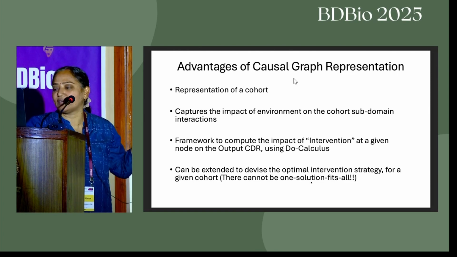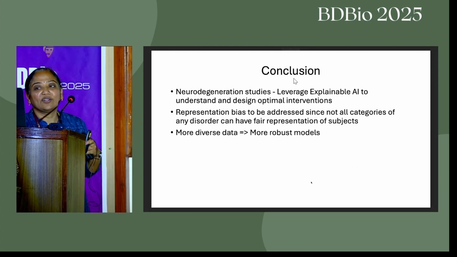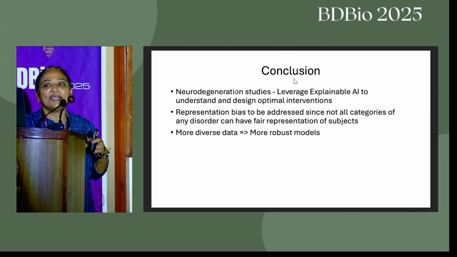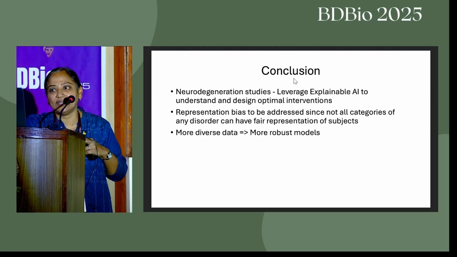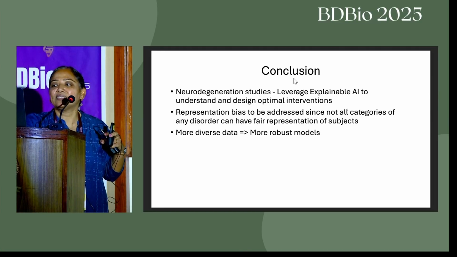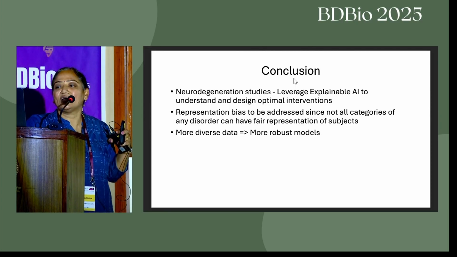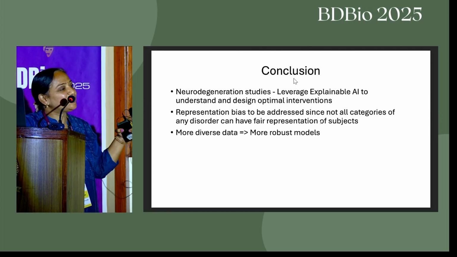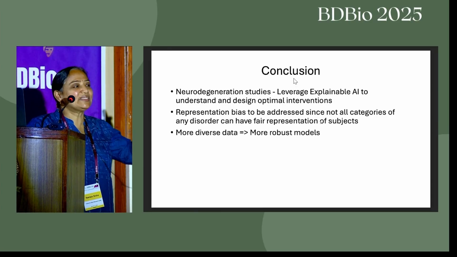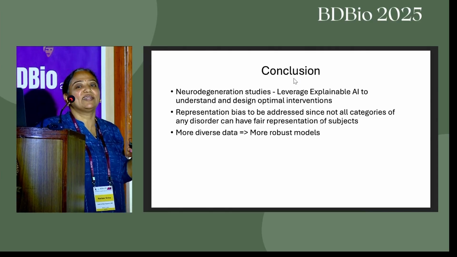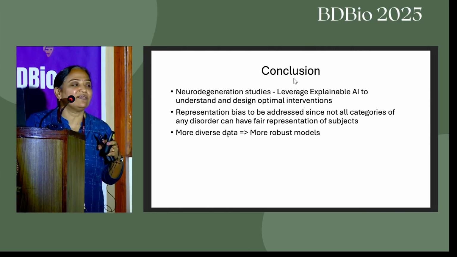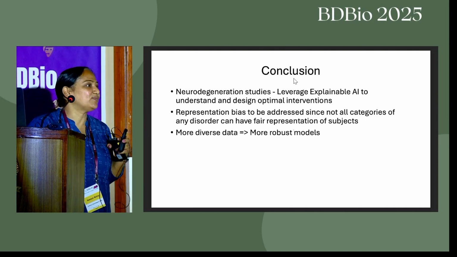Each cohort is different. So in conclusion, for neurodegeneration studies, we can leverage explainable AI to understand and design optimal interventions. Representation bias has to be addressed, since not all categories of any disorder can have fair representation. As we saw, 0 and half had the maximum number of subjects. As CDR value kept increasing, number of subjects kept decreasing. And the more diverse data we have, we can build more robust models.